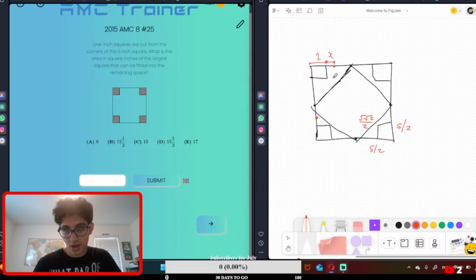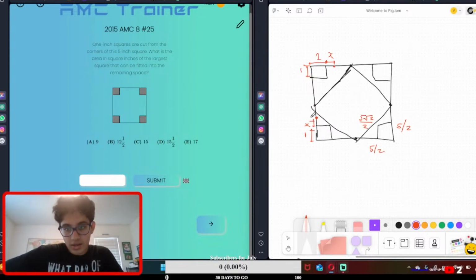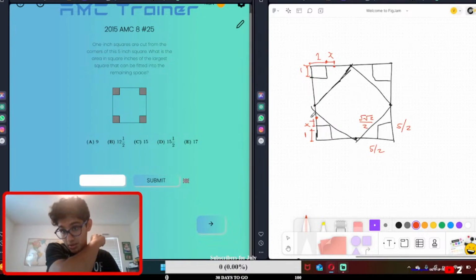Then what? And we want it to be symmetric because it has to be a square, right? So this will be x, this small length over there. So this length will also be x. This will be one as well, right? And then this will obviously be one too. So now we just need to find an equation and just make sure that they don't intercept, right?